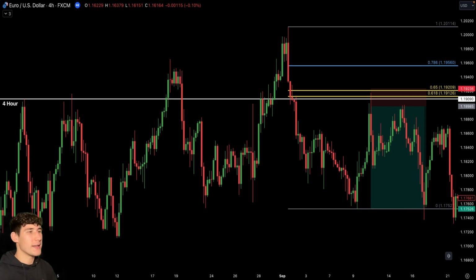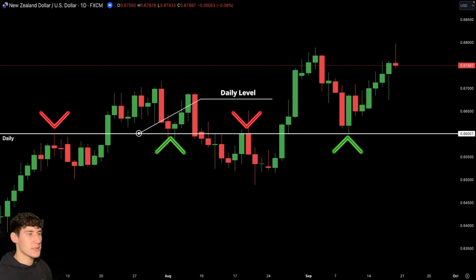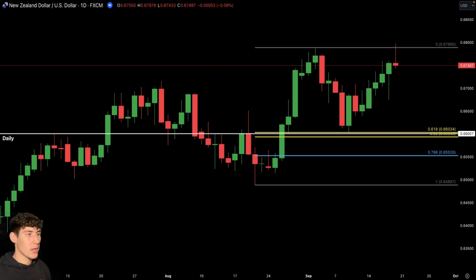Now let's move on to another example. In this chart, we identify a daily level that has historically functioned as both support and resistance. Marking it as our designated daily level, we proceed to seek confluence by applying the Fibonacci retracement tool. Notably, the golden pocket and the 0.786 align closely with our identified daily level. The subsequent step involves patiently awaiting the price to revisit this support area and closely monitoring the price action on lower timeframes. Now let's shift our attention to the 4-hour chart for a more detailed examination.